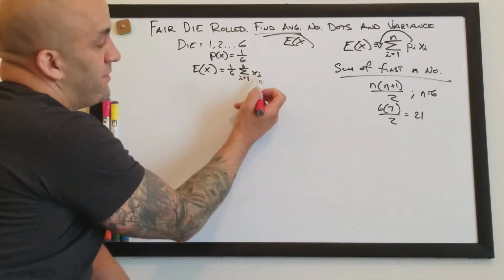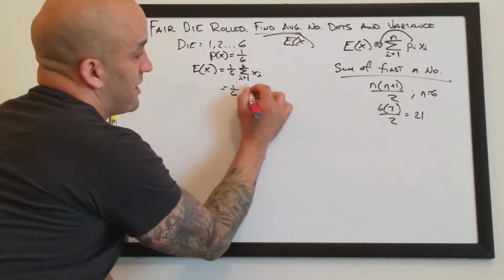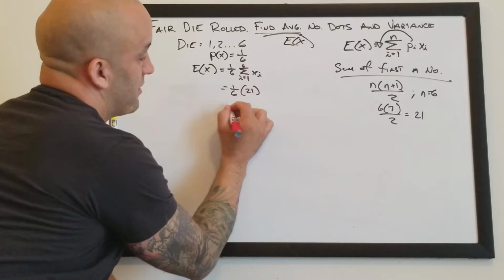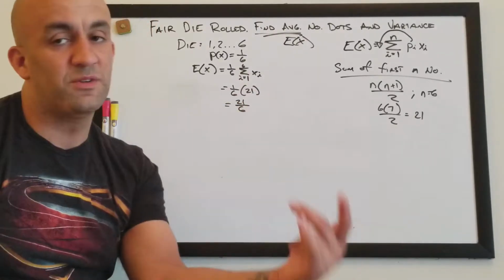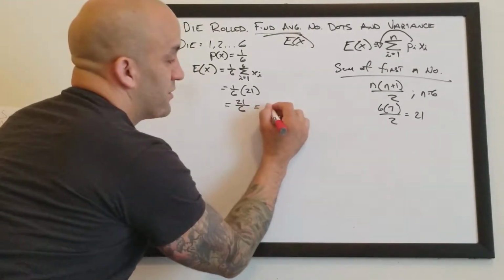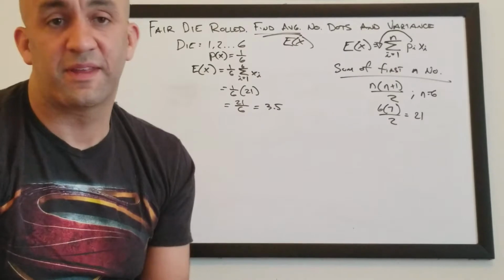So our expected value is going to be 1/6 times 21, which is 21 over 6. If you do the math, that's going to equal 3.5. So that's how you find the expected value in that case.